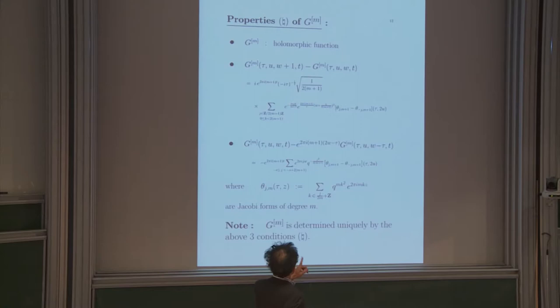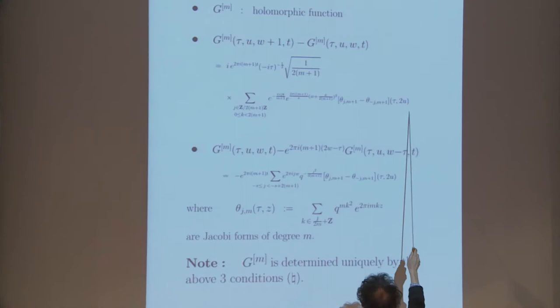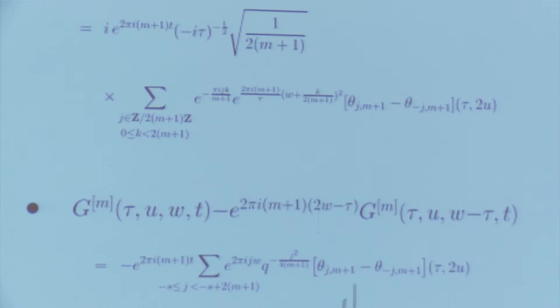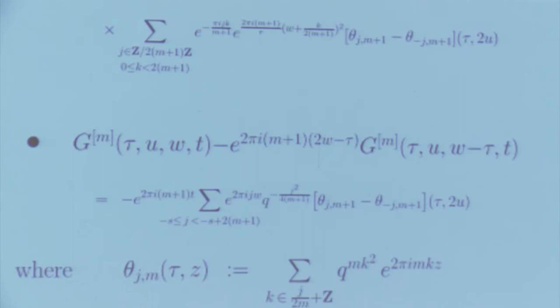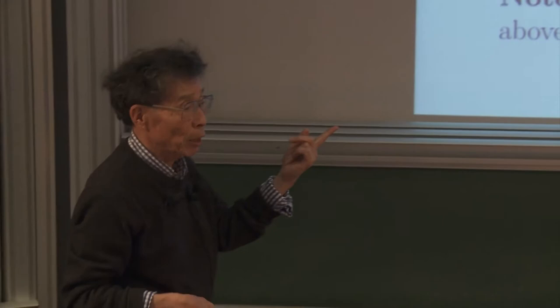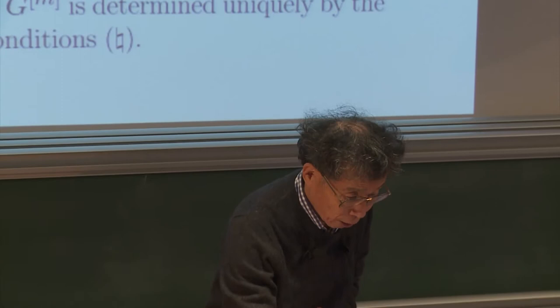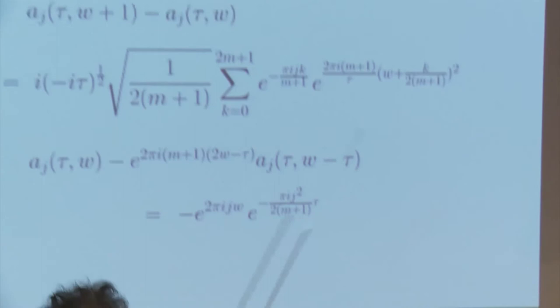And one more thing: in this formula, u appears in this form, theta j minus theta minus j, and also theta j and theta minus j. So the behavior of the function gm with respect to u is very good. It is written by the usual theta functions. But the behavior under w is a bit more complicated. So we'd like to solve these equations, and it is possible to solve them. So we want to find gm of the form.